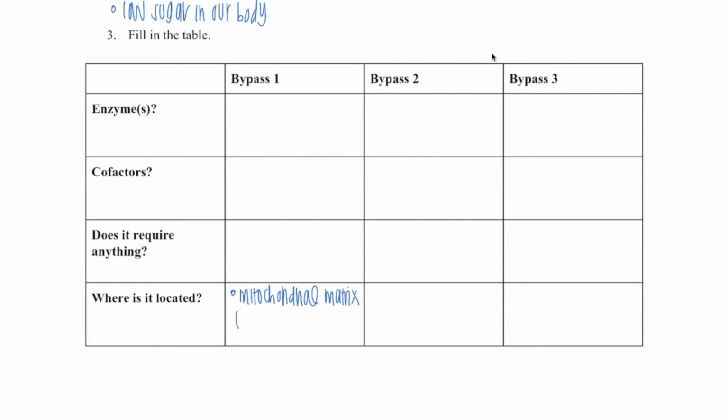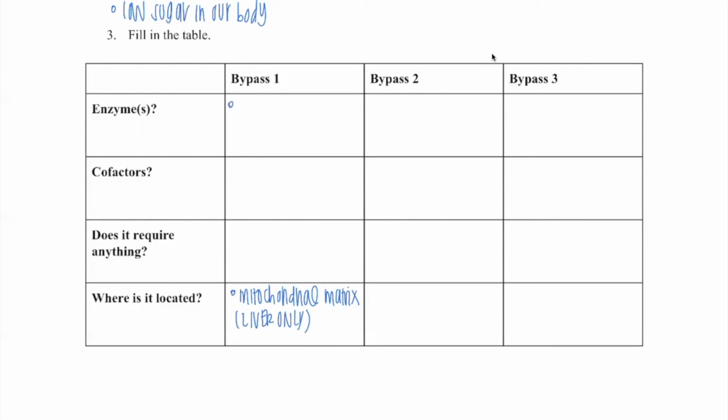And then, do you guys remember what organ this is taking place in? I'll give you guys like 1 or 2 seconds to think about it. Okay, so this first bypass is taking place again in the mitochondrial matrix, but remember that this is a liver only process. Not just the first bypass, but this entire process of gluconeogenesis only occurs in the liver. But specifically for bypass 1, it is the mitochondria of the liver in which it is occurring, right?